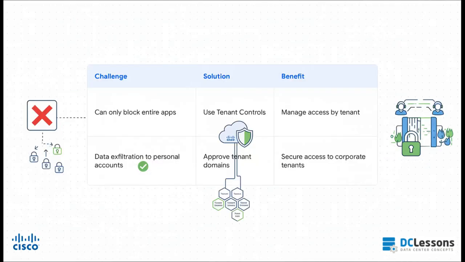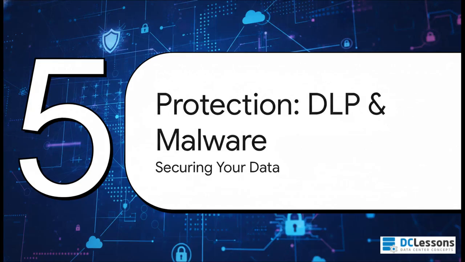So what's the bottom line here? It's incredibly clear. The challenge is, you just can't block an entire application like Microsoft 365. That would kill productivity. The solution is to use tenant controls to define which instances are okay. And the benefit? It's huge. You close a major security loophole for data loss, while still letting your users get their jobs done with the tools they need. Okay, so we've got visibility and we've got enforcement.